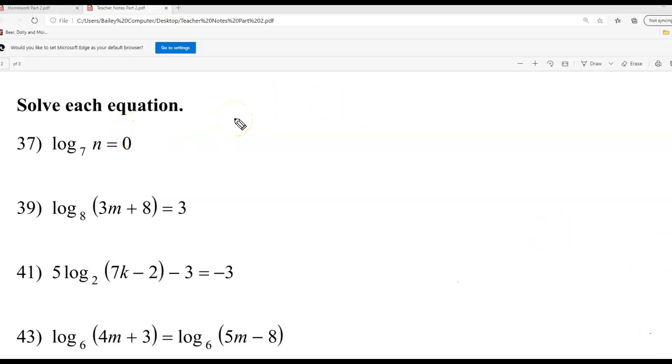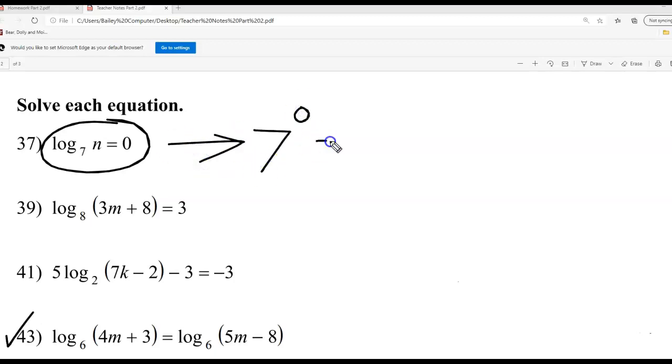So when you have a problem like this, a basic logarithm is the key step, and you're pretty much going to be doing this on almost every problem. Number 43 is an exception, but on every other log problem, you're going to be doing this at some point: you're going to change it to an exponential expression. So we're going to change it to 7 to the power of 0 equals n.